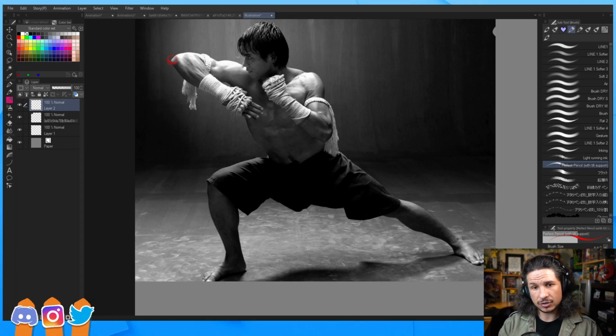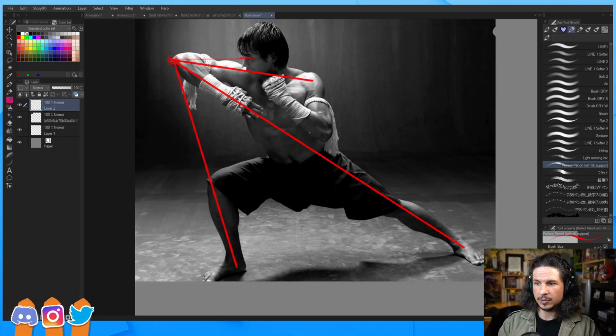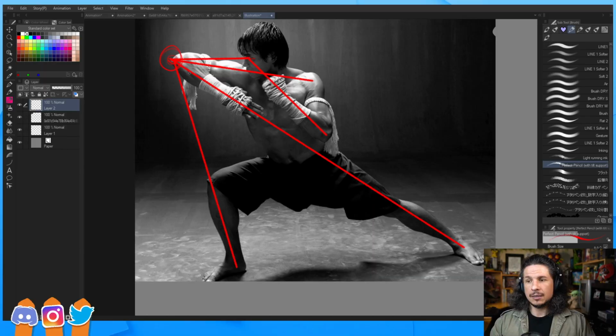And if we look at all the lines, the line of the eye goes right to the elbow. The line of the leg goes to the elbow. The line of this leg goes to the elbow. The shoulders go to the elbow. This arm, it goes up to his eye, which then goes to the elbow. So everything is bringing our attention right to this point. We take a look at this, we try to analyze.